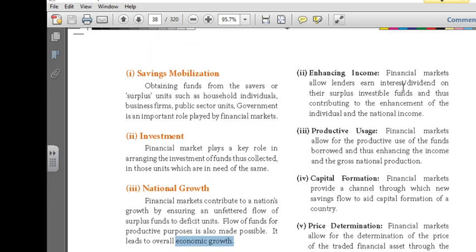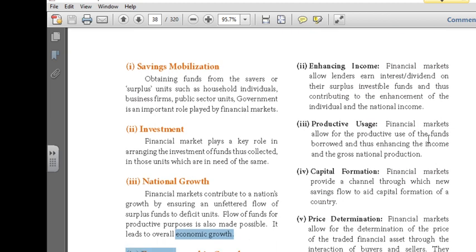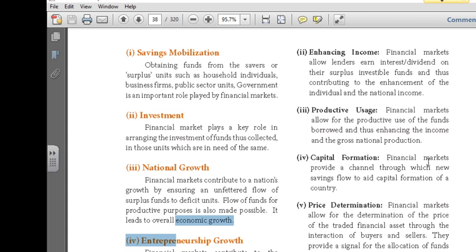Then enhancing income: the financial market allows lenders to earn interest and dividends, you know the meaning, you get it from shares. The main motive of all business is income only, from surplus investable funds, thus contributing to individual and national income. Productive usage: it allows productive use of the funds borrowed, enhancing income and gross national product. Capital formation: channels through which new savings flow to aid the capital formation of the country.